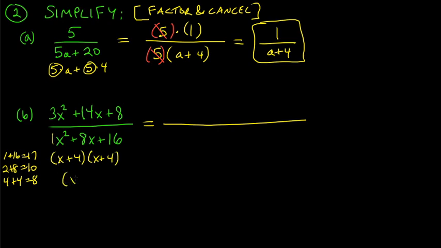And in that sense, it's also a perfect square, right? It's x plus 4 squared. And that's the way you should write it. I'm going to leave it as x plus 4 times x plus 4 here. Right. So now let's go to the numerator.